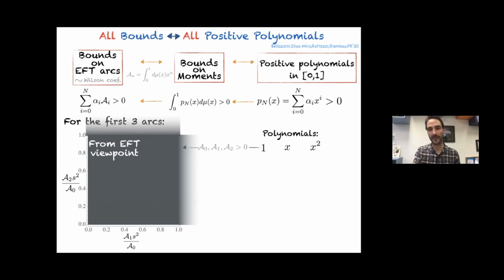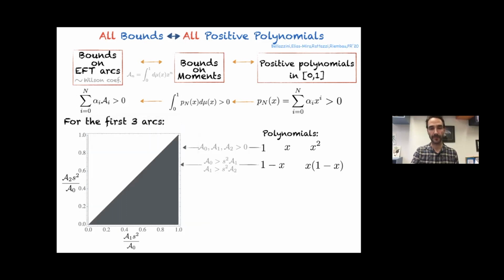So let's see some polynomials. Polynomial 1, I put it in here, gives me that the zero arc is bigger than 0. Polynomial x gives a1, a2, and this is just the positivity of all arcs that I mentioned before, and it basically cuts the plane already in here. There are other polynomials which are positive between 0 and 1, for instance, 1 minus x, x times 1 minus x, and this gives me two more relations. It tells me that the 0 arc is bigger than the first arc in units of energy, and basically they are all monotonically decreasing, and this carves out this smaller region.